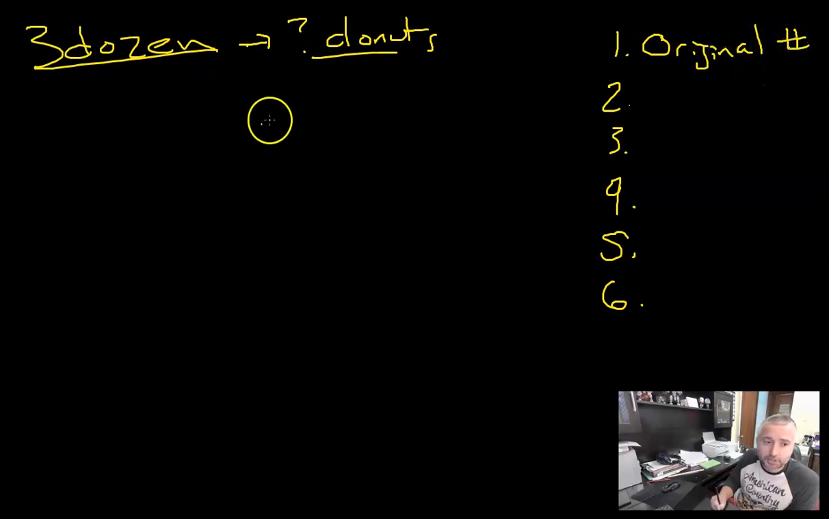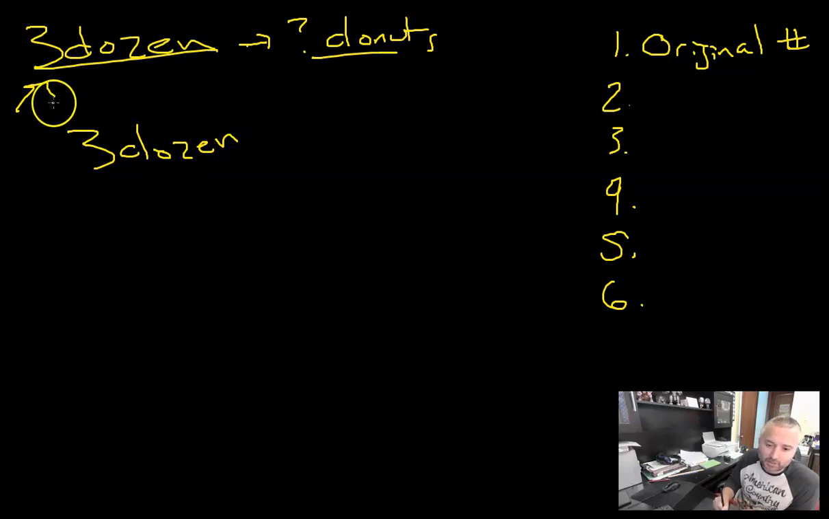As much as you need, pause in this, especially to get this stuff down over here. But the original number is 3 dozen. Now, I wrote down the problem here at the top. You don't have to do that. You don't have to rewrite the problem if you don't want to. All you have to do is write this original number right here. This is what we're starting with. Okay, next.